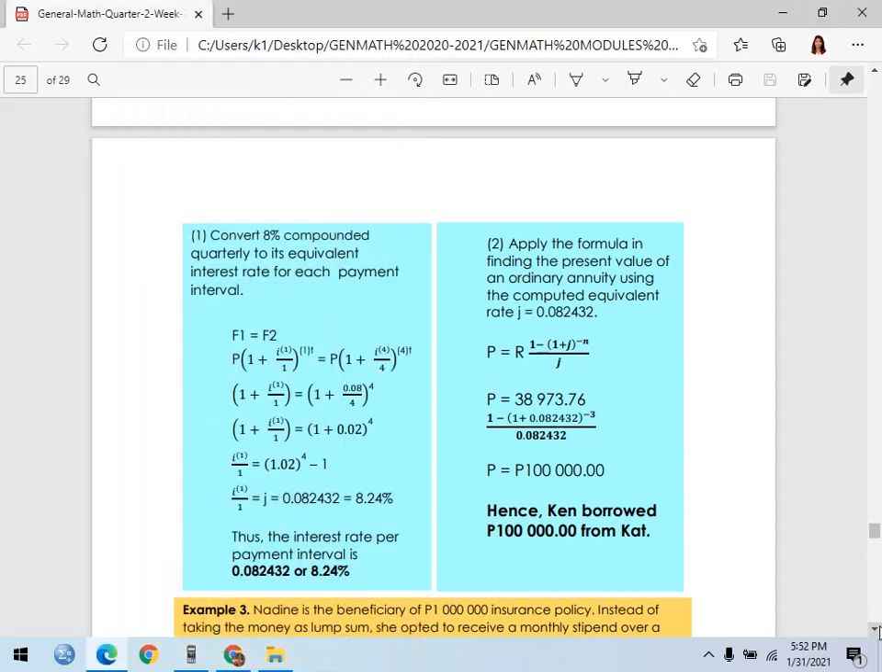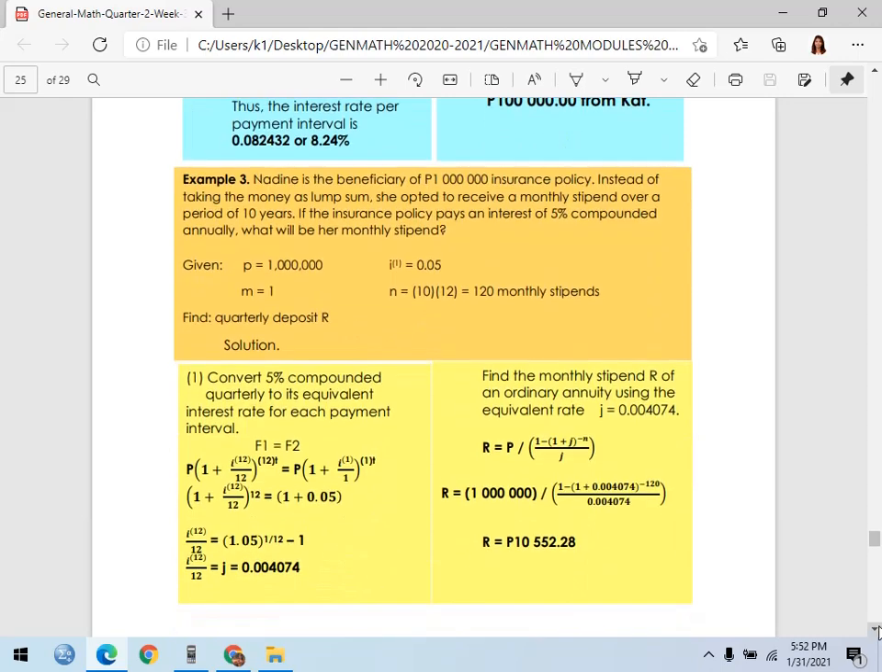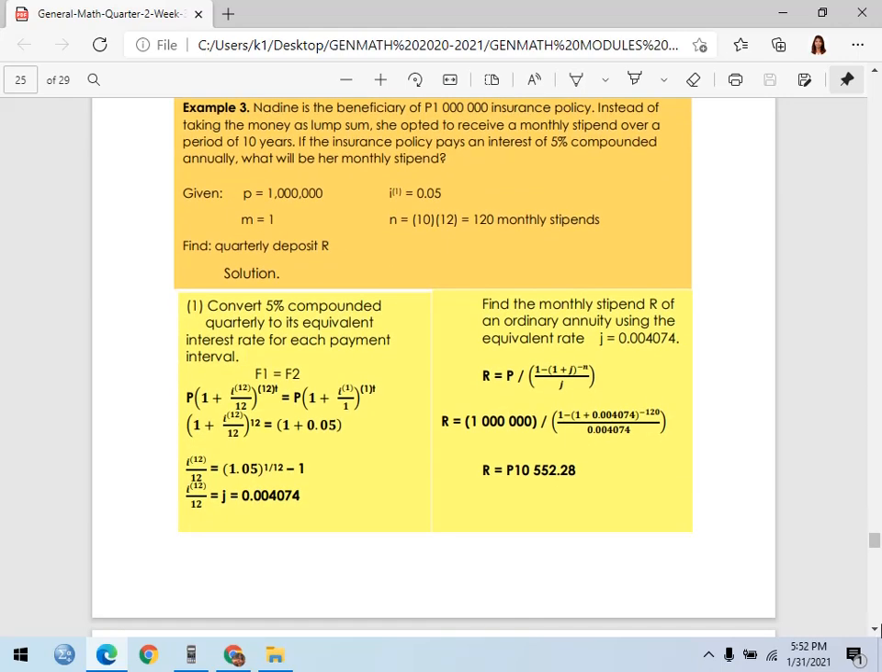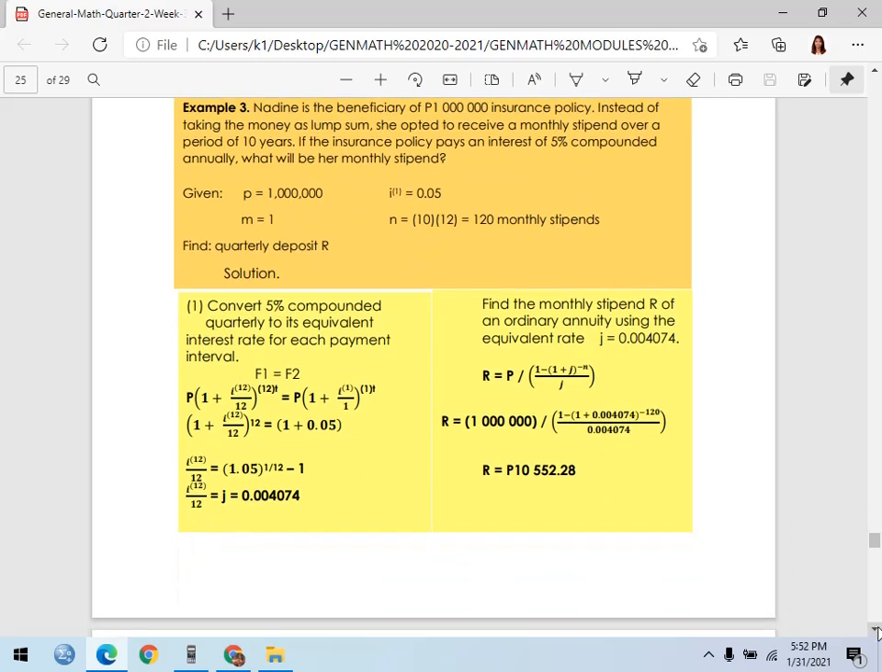So same lang yung process. Hindi na tayo nag-go on into details. But again, kapag general annuity, pag nakita nyo na magkaiba yung payment interval and interest rate period, you're going to convert first the interest rate to solve for J bago kayo mag-solve for P, R, or F.